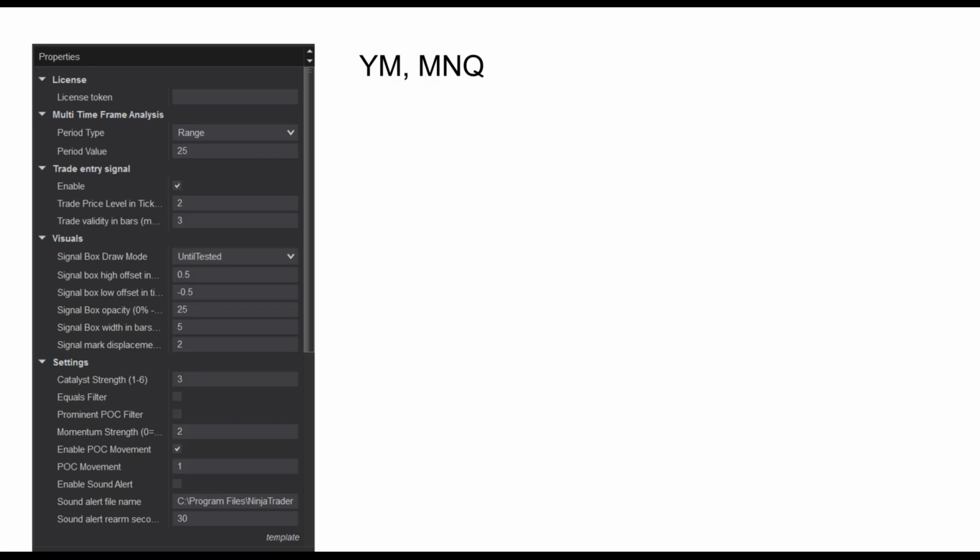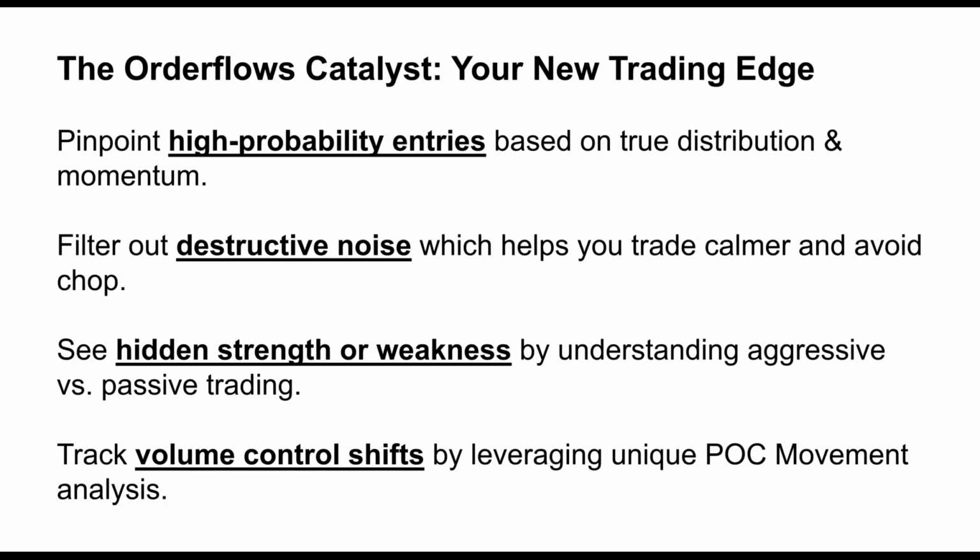I used to trade, that's how old I am, but I remember trading YM on an 8 range chart. Now there's no way you can do that just because of the way the market moves. So if you're on a more volatile market and if you're struggling with the time-based chart, look at a range-based chart. Okay, so think of the Orderflows Catalyst as your new trading edge.